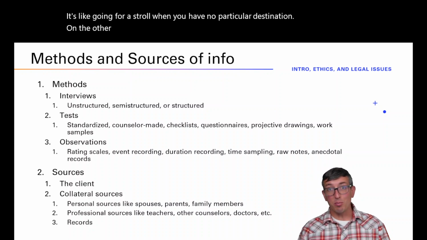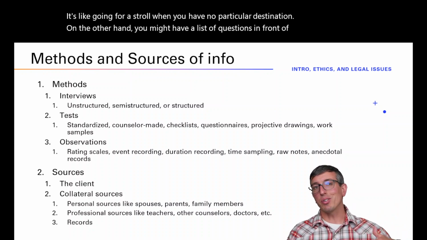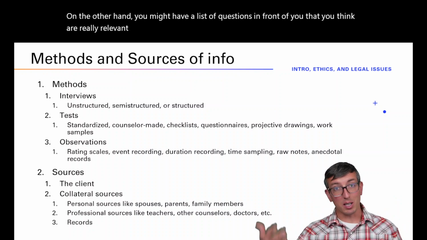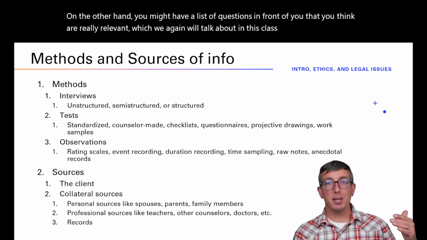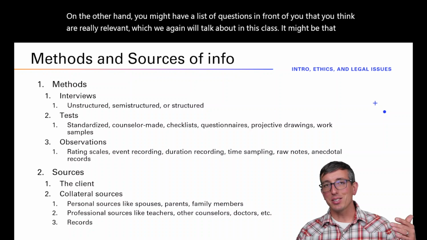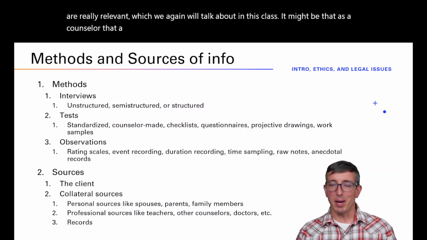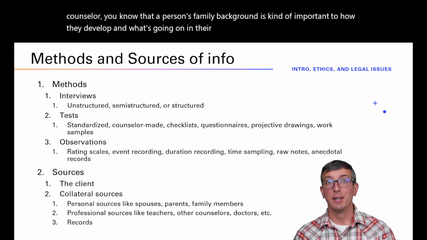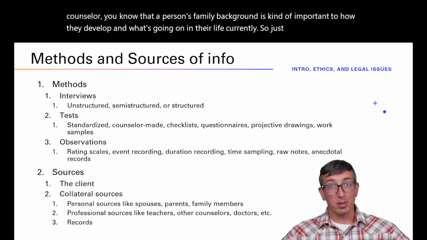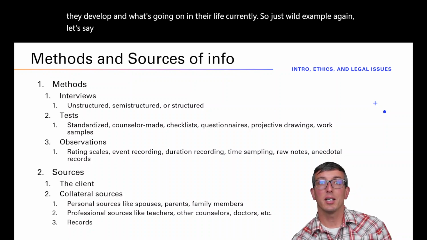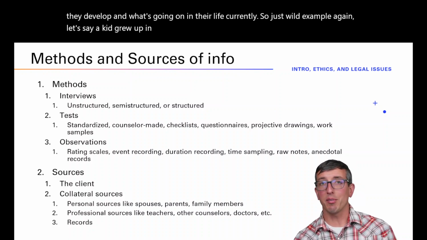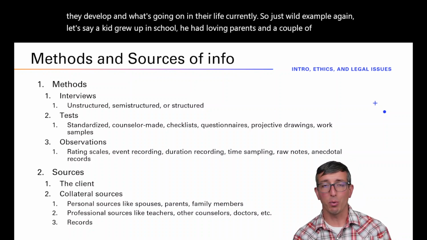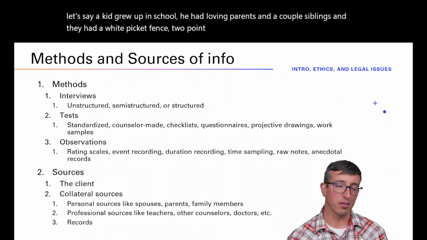On the other hand, you might have a list of questions in front of you that you think are really relevant, which we, again, will talk about in this class. It might be that as a counselor, you know that a person's family background is kind of important to how they develop and what's going on in their life currently. So, just a wild example again. Let's say a kid grew up in school. He had loving parents and a couple siblings, and they had a white picket fence, 2.5 kids, and whatever.